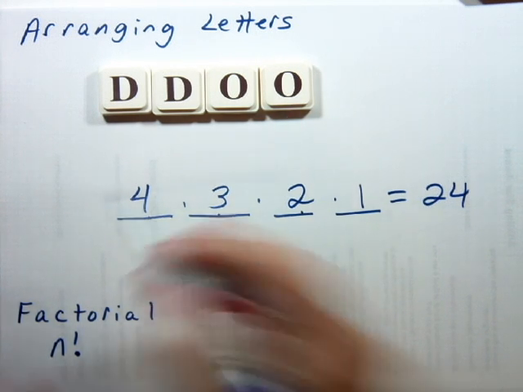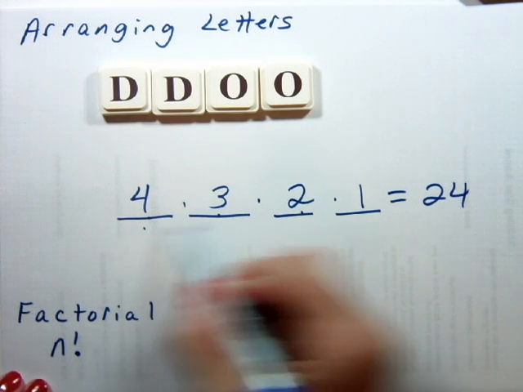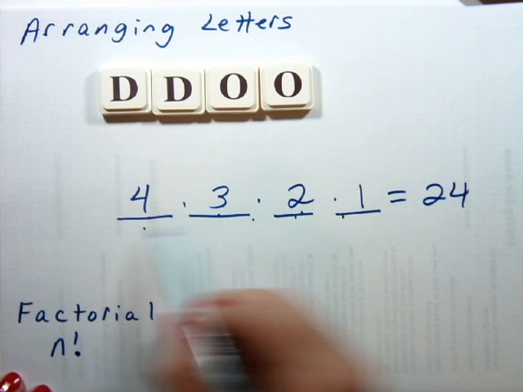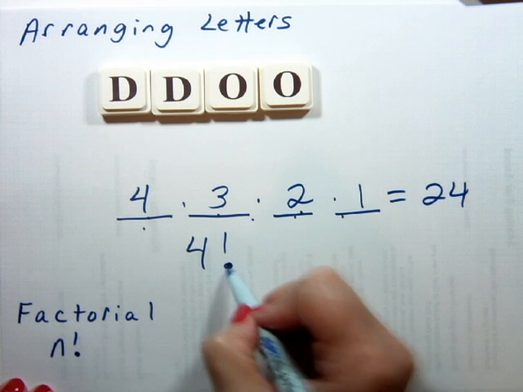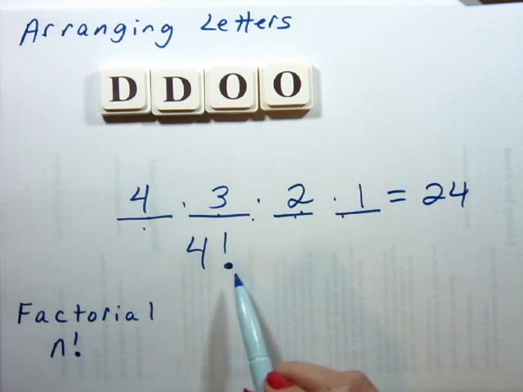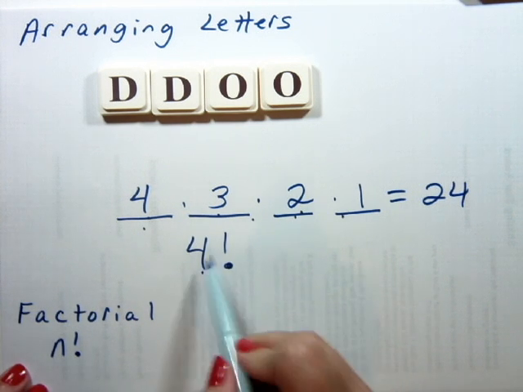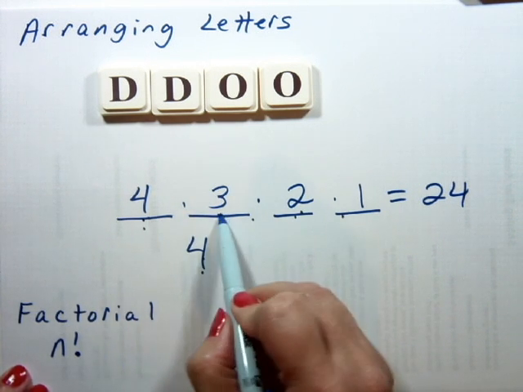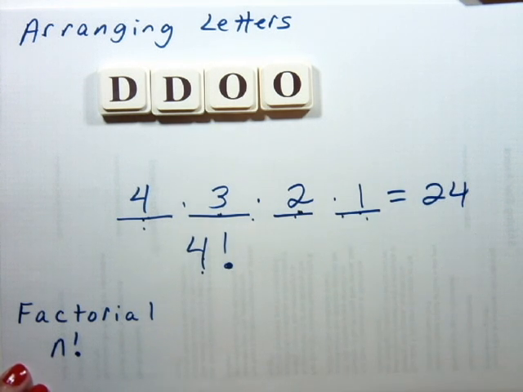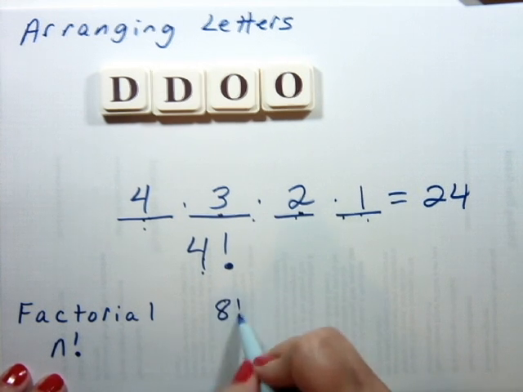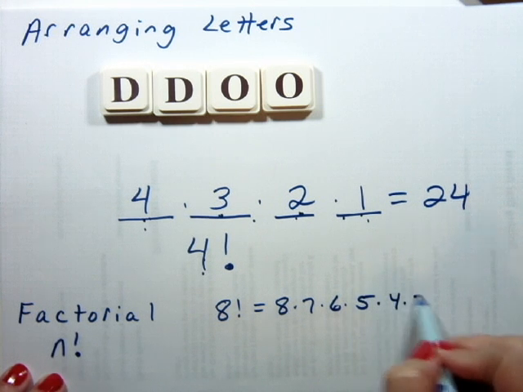Now, in order for me to show you what we do, I need to show you a shortcut to finding this 4 times 3 times 2 times 1. The shortcut to that is actually to find 4 factorial. Factorial, by definition, says I'm going to go whatever number. If I want 4 factorial, I will do 4 times 4 minus 1 times 4 minus 2 times 4 minus 3 until I get to 1. So for example, 8 factorial would be 8 times 7 times 6 times 5 times 4 times 3 times 2 times 1.